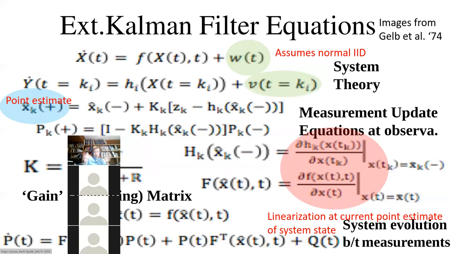But in epidemiology, we might have days between measurements. We might have weeks between others, perhaps months. What the Kalman filter has in terms of efficiency, it has sacrificed in terms of generality. This assumption of normality can be a real problem for epidemiological models. Our measurements in the world are rarely normal.